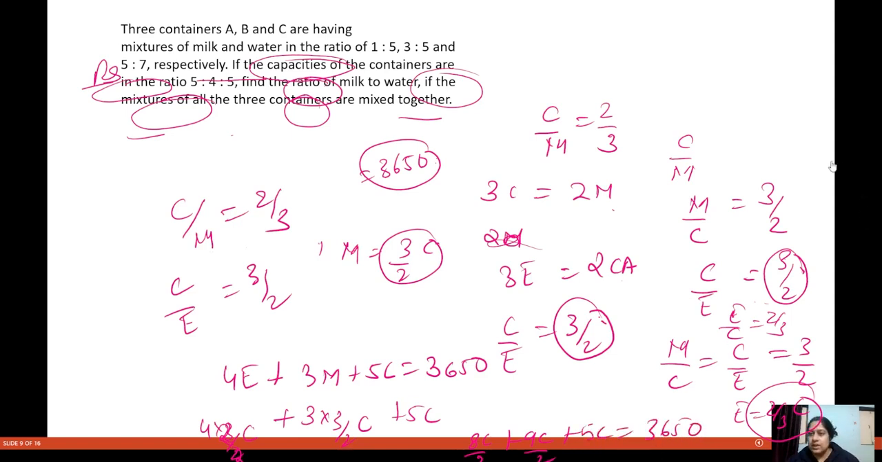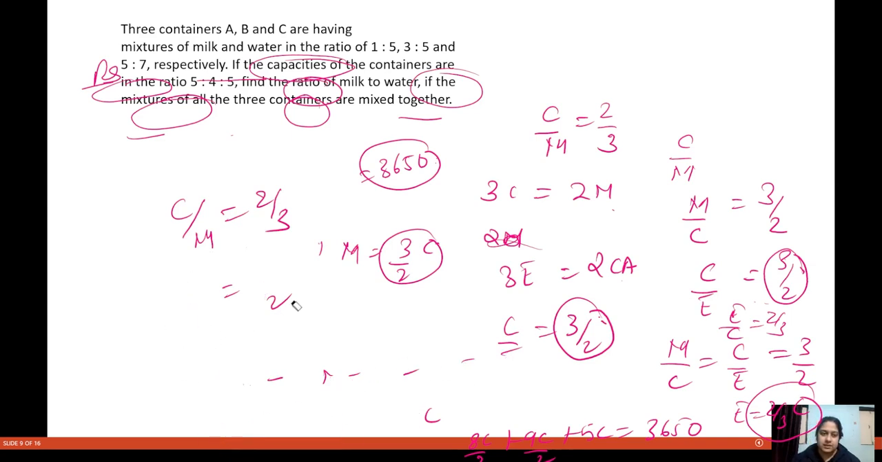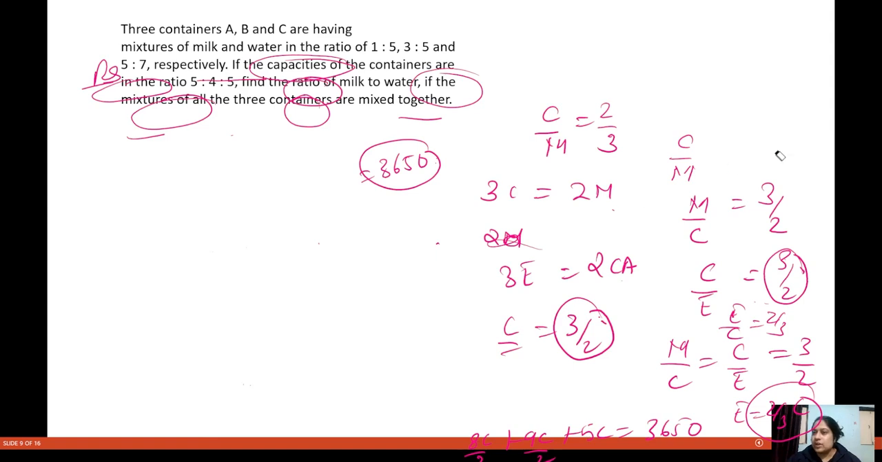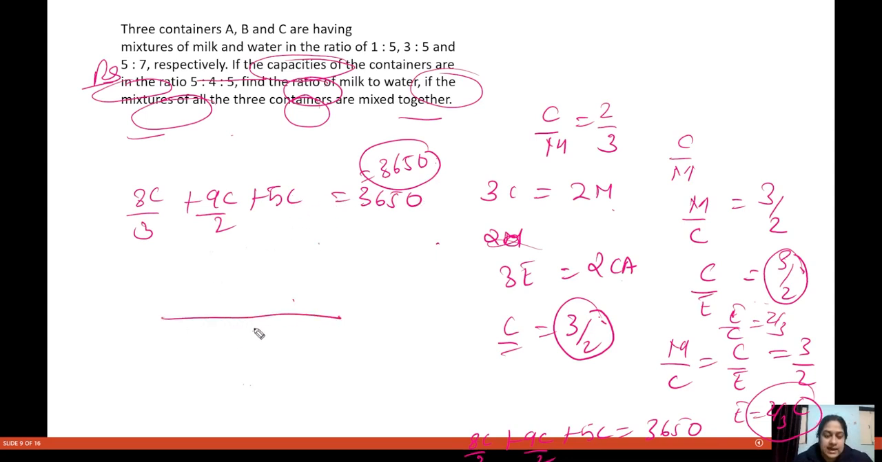Now let us solve this. Okay, so you have 8C divided by 3 plus 9C divided by 2 plus 5C is equal to 3650. You can take the LCM, which will come equal to 6. You have 8C, 9C, and then you will have 30C.